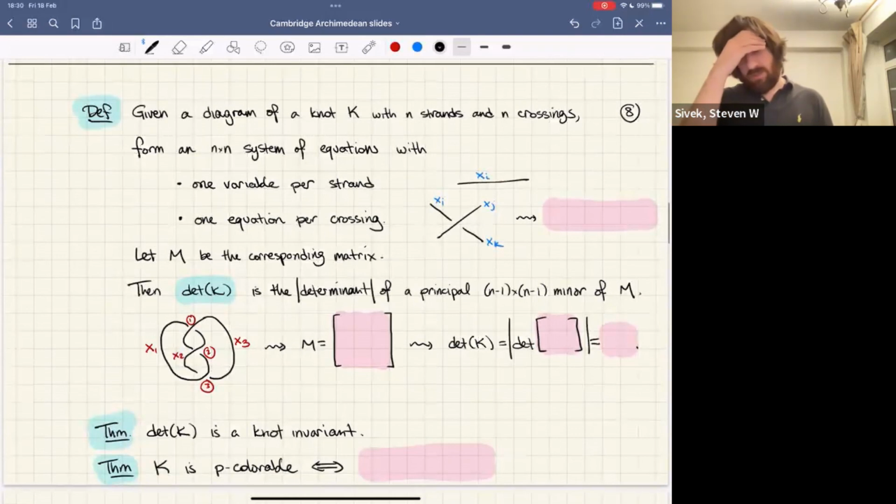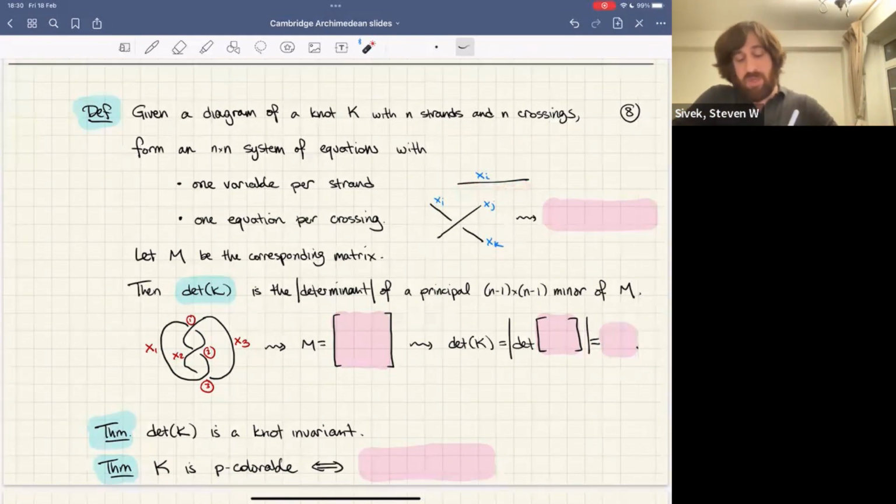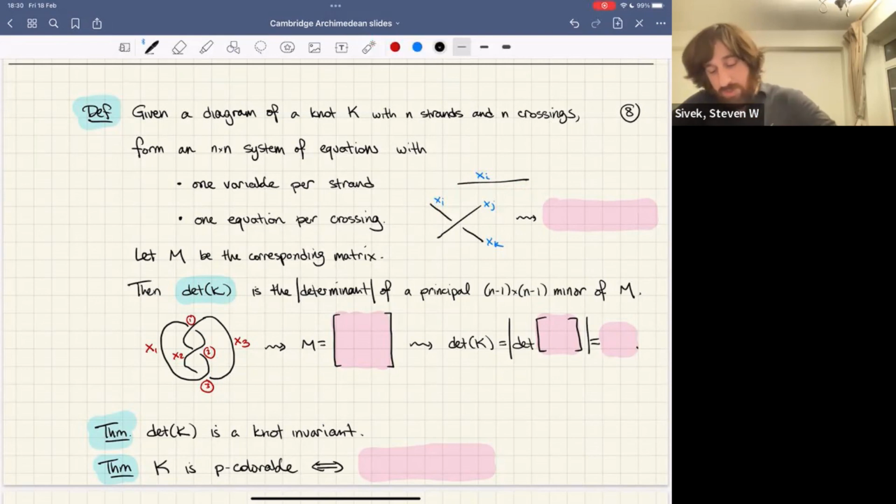So here's how we can make that sort of systematic. Given a diagram of a knot K, it has some number n of strands, and it's going to then have some number n of crossings. They're going to be the same number. We form an n by n system of equations where there's one variable per strand, so xi here. And at every crossing, if we've got xi, xj, and xk meeting like this, we impose the linear equation xi minus 2xj plus xk equals 0.